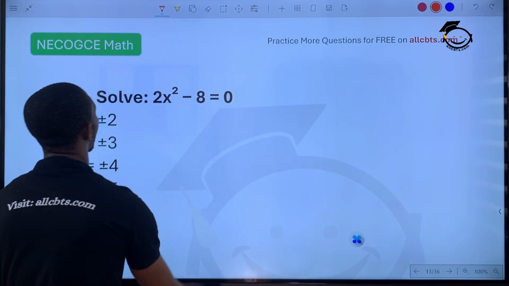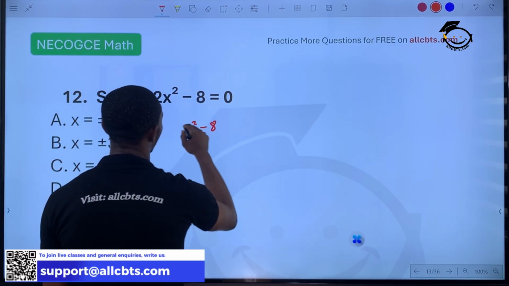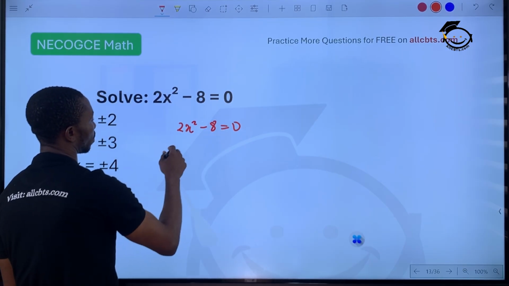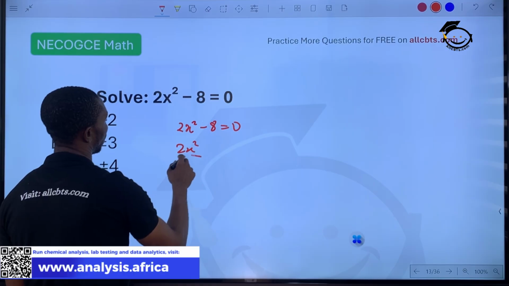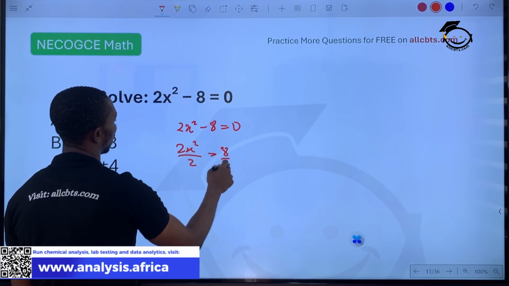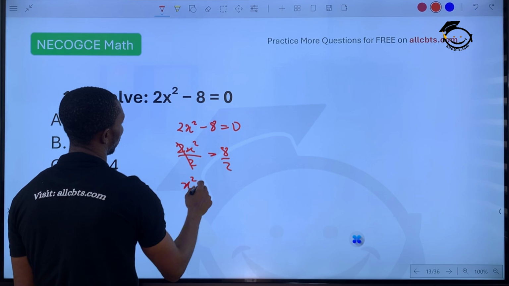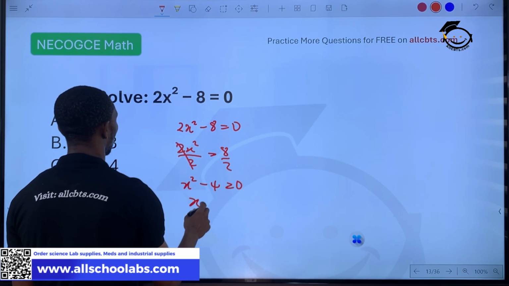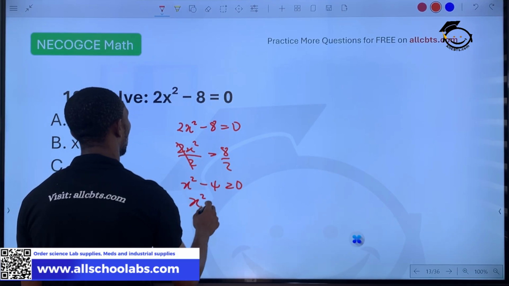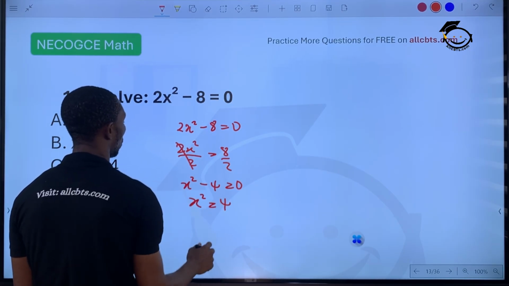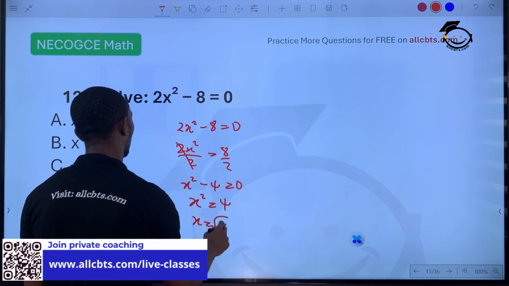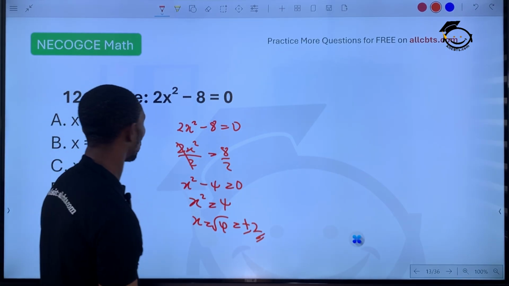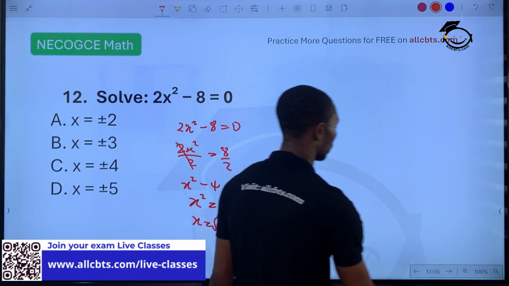Solve x squared minus 8 over 2x squared minus 8 equals 0. To solve this, we divide both by 2. 2x squared over 2 minus 8 over 2 gives x squared minus 4 equals 0. So this becomes x squared equals 4. So x equals root 4, which is plus or minus 2. So our x equals plus or minus 2.